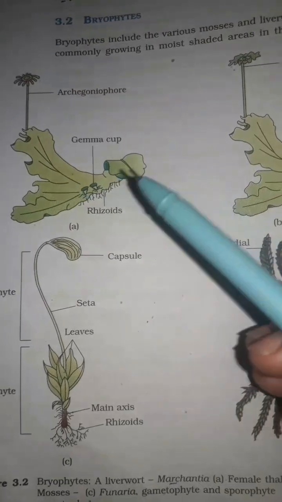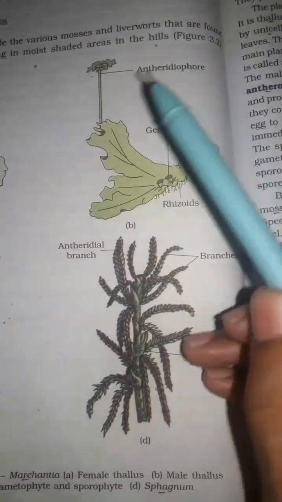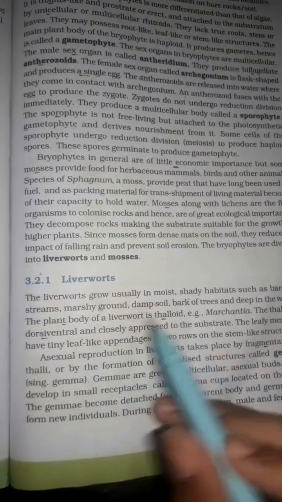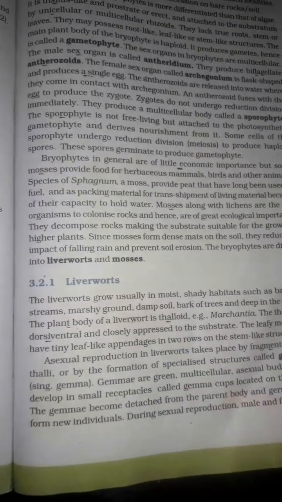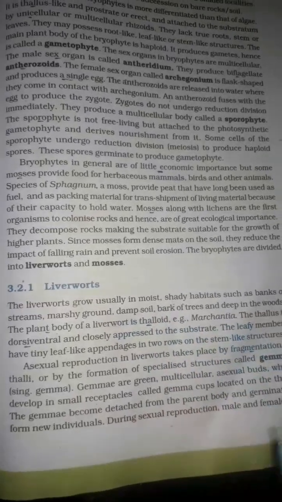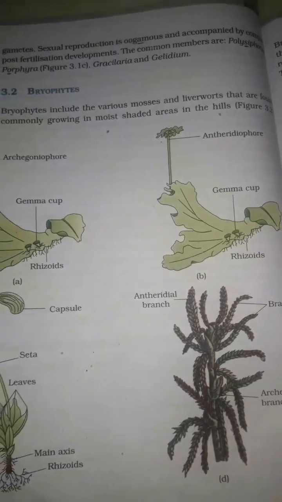This thallus represents the female thallus having the archegoniophore, and this represents the antheridiophore, that is, the male thallus. The thallus is dorsiventral and closely appressed to the substrate. The liverworts have a plant body that is thalloid in Marchantia. Marchantia is a dioecious bryophyte.